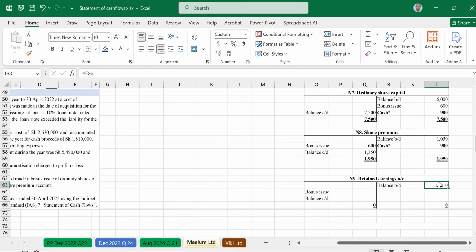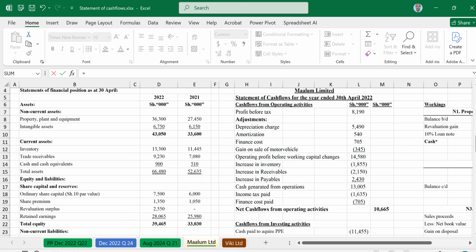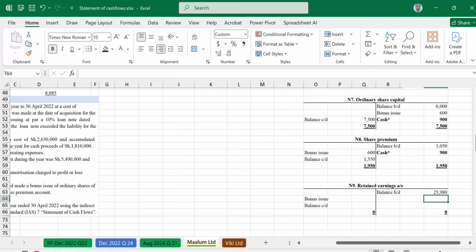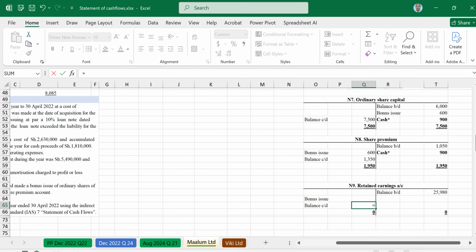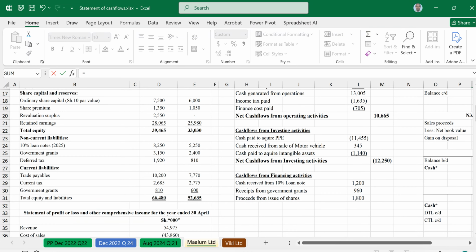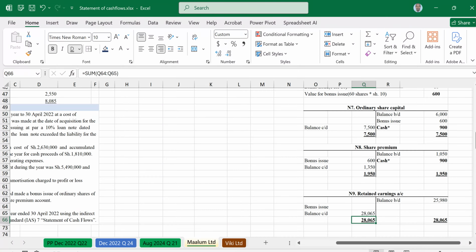So balance brought down on retained earnings is 25,980. But the balance carried down on retained earnings is 28,065.